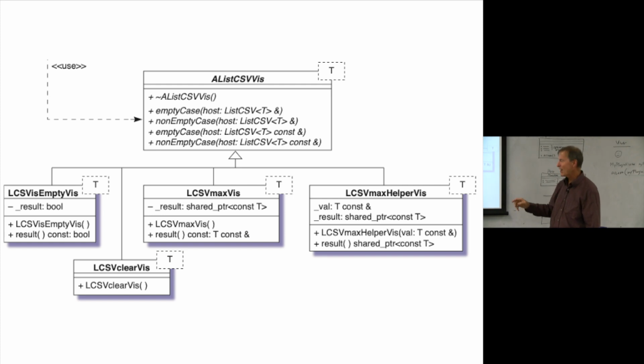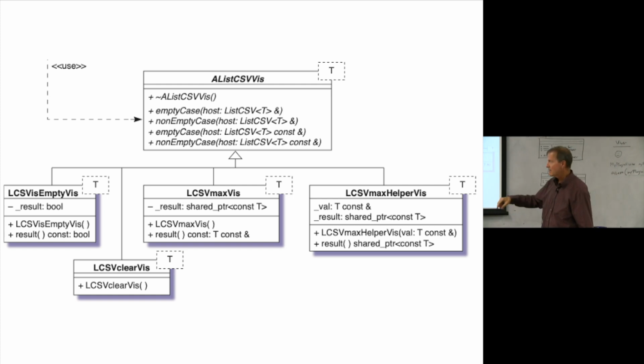I have a hard time naming these, but it's all consistent. LCSV is empty viz. What is its attribute? Underscore result, which is what? Bool. Why do we need that attribute? Because is empty returns a Boolean. We have to have a way to return a Boolean value. So even the return value, if it's going to have one, we make it an attribute of the plugin.